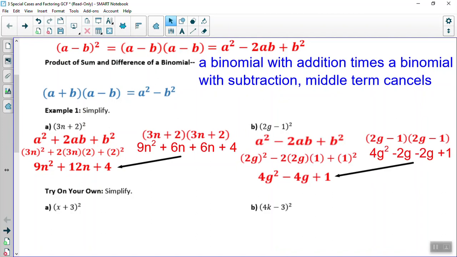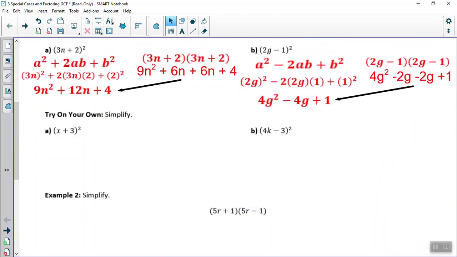So again, in the end, it does not matter what method you use. The whole purpose of this is just to give you another strategy, or not even a strategy, a simpler way to do certain problems if you choose to use this method. All right, you will have some try on your own, so I'll have you come back to those at the end.